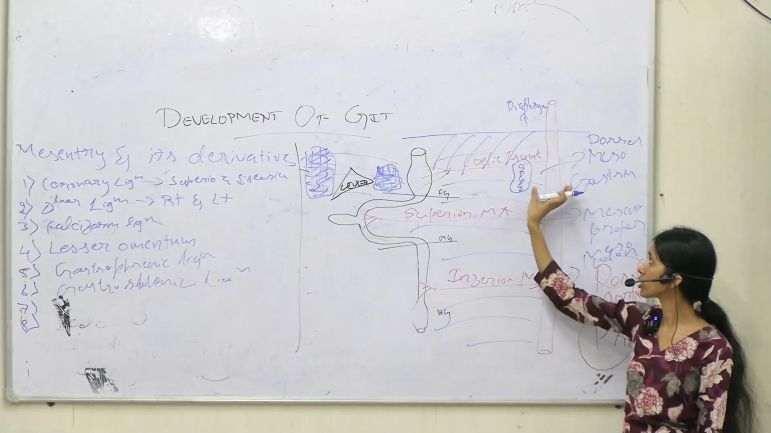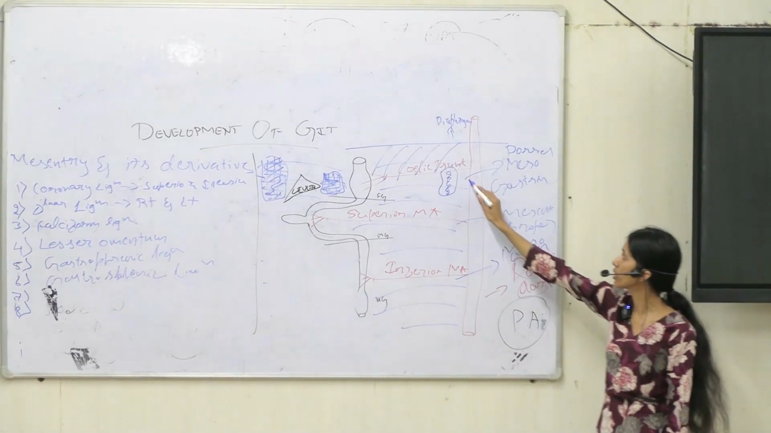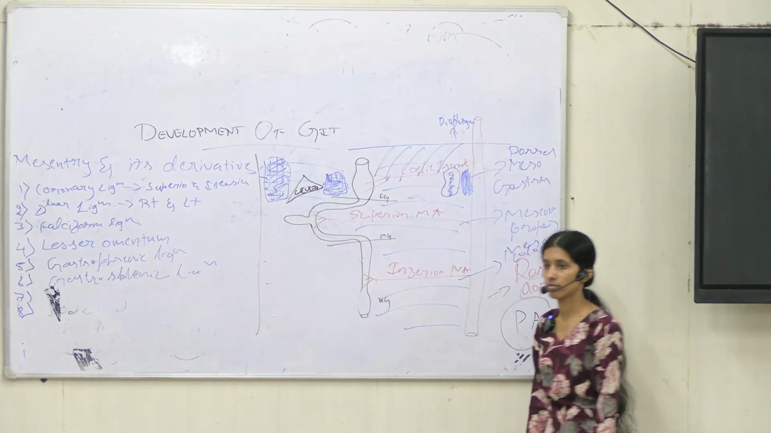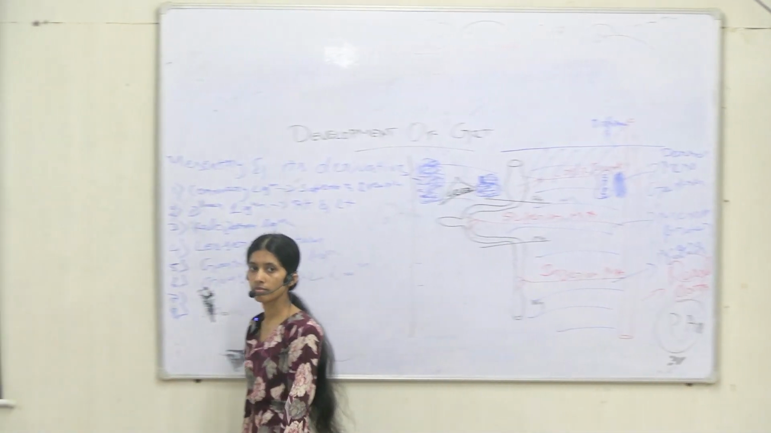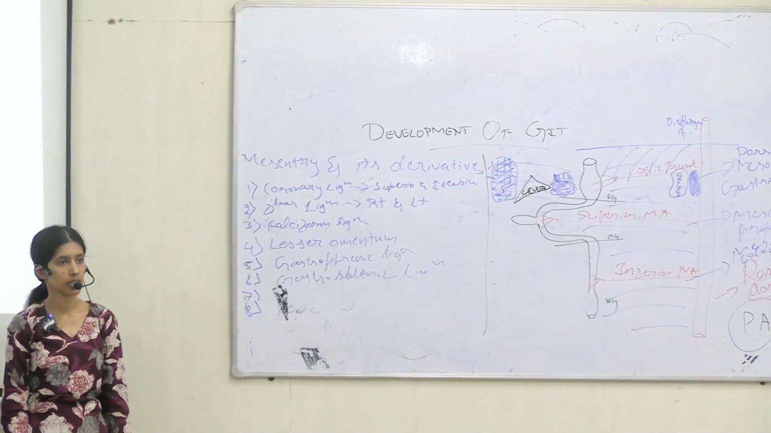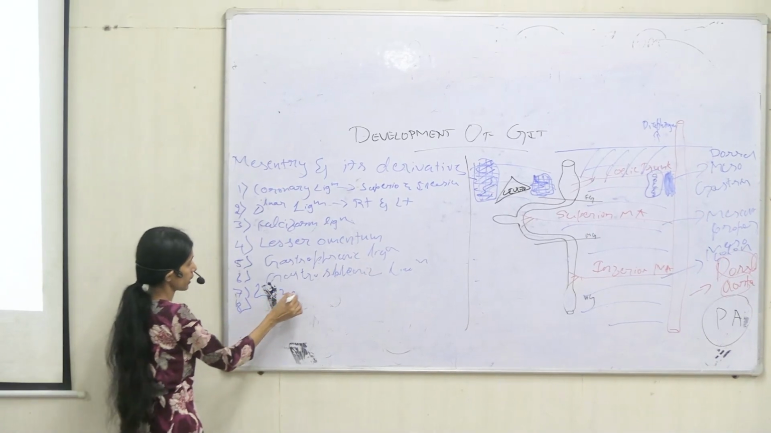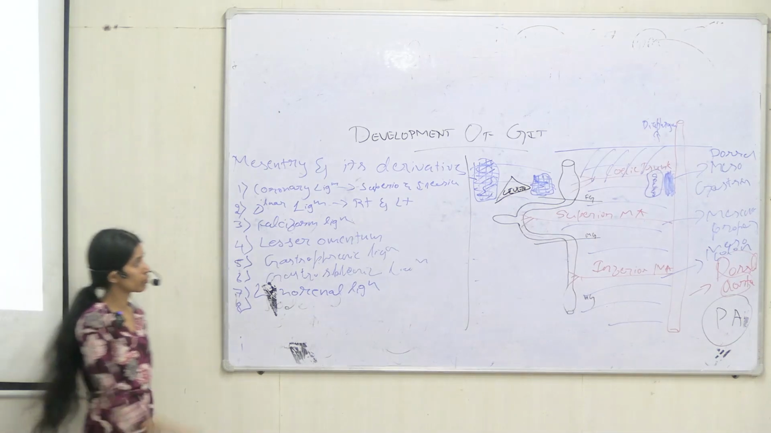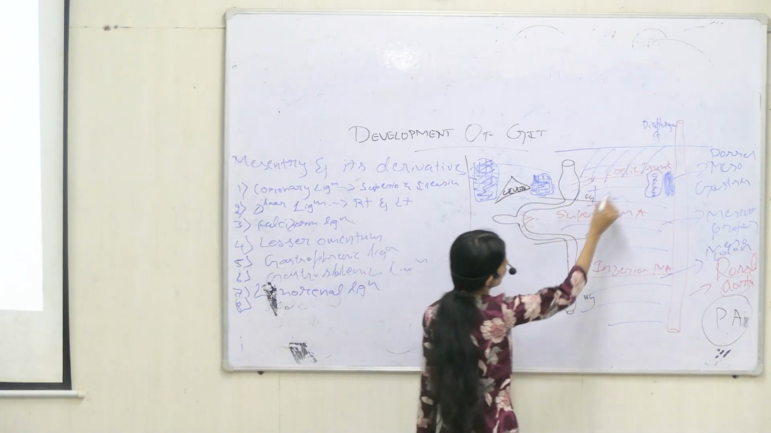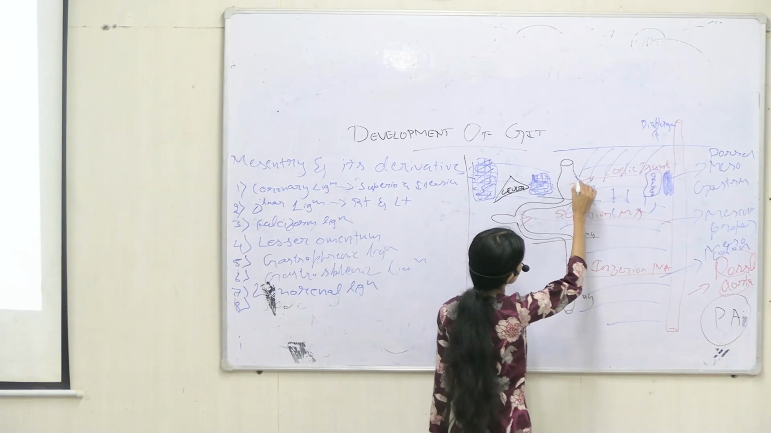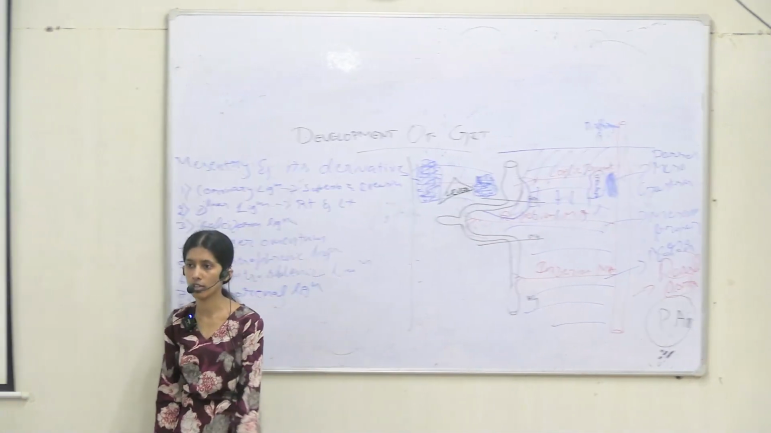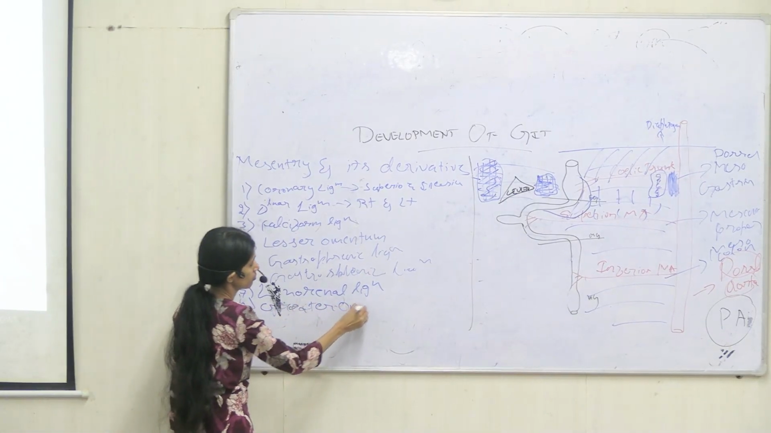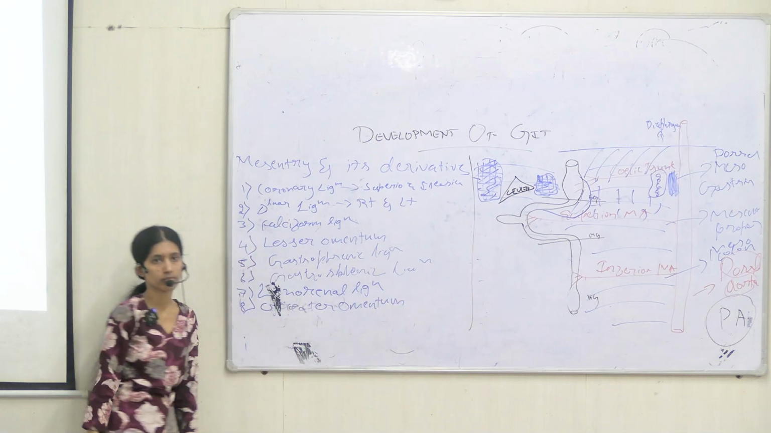What about the spleen and your posterior abdominal wall? This part will develop into the renal ligament. And whatever mesentery remains, all these parts will come in contact with the greater curvature of your stomach and give rise to your greater omentum.